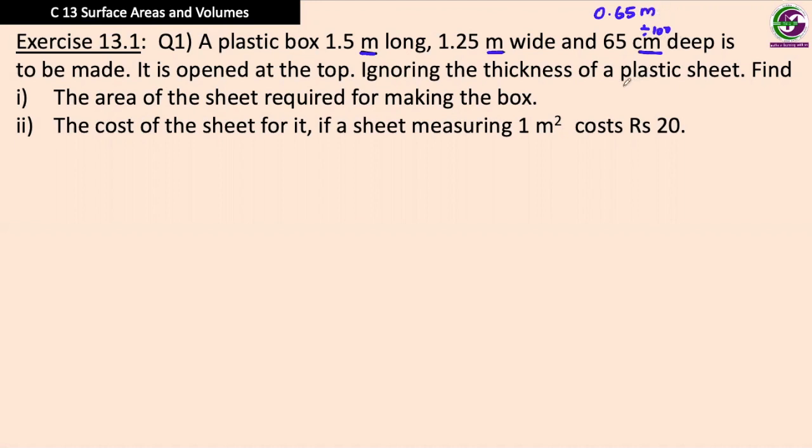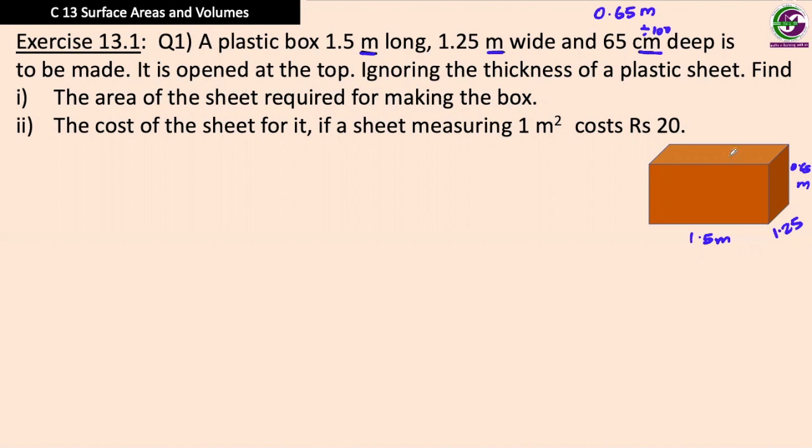That's the first part. And let us mark it on the sides of the shape. So the length is 1.5 meters, the width is 1.25, width and breadth are the same. Now the height, or deep, is 0.65 meters. These are the information given, ignoring the thickness of the plastic sheet. So imagine it is so thin. Find the area of the sheet required for making the box.